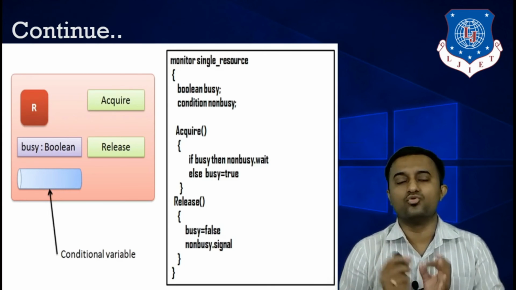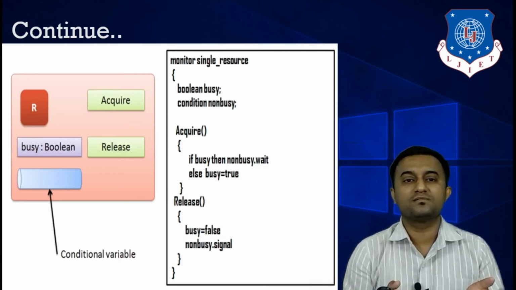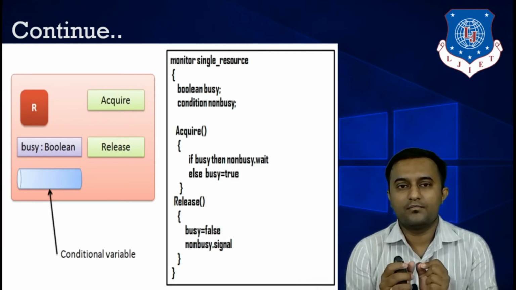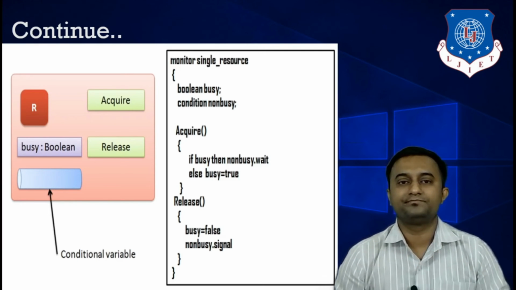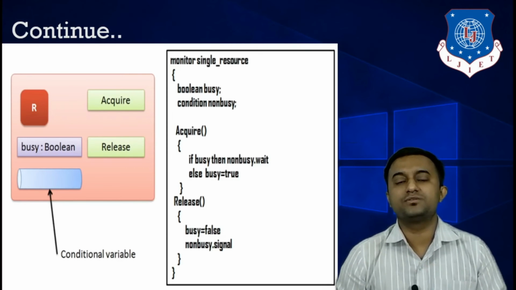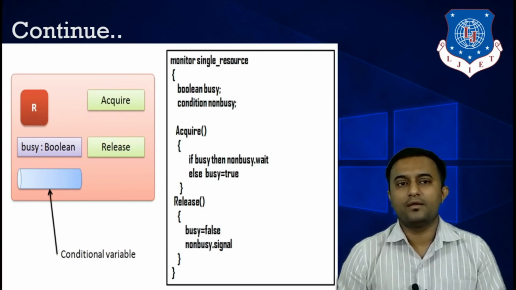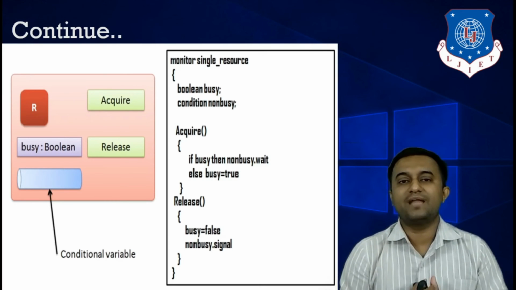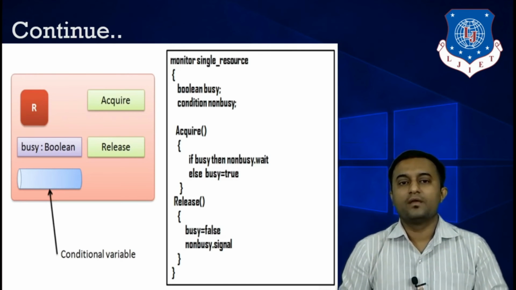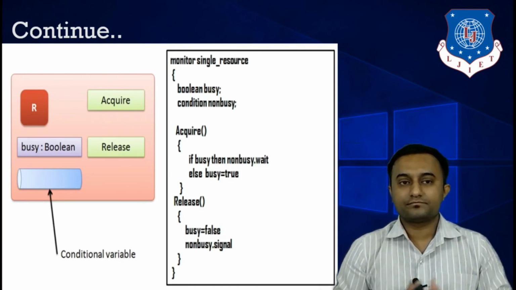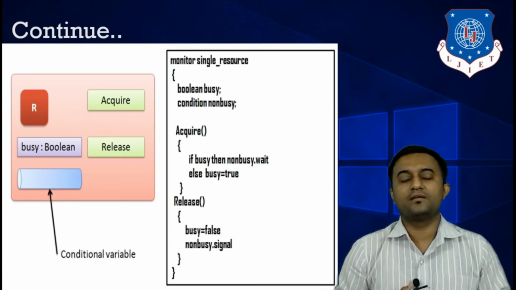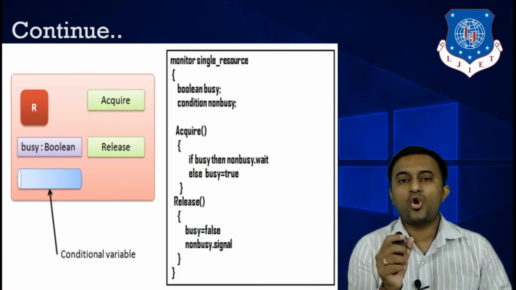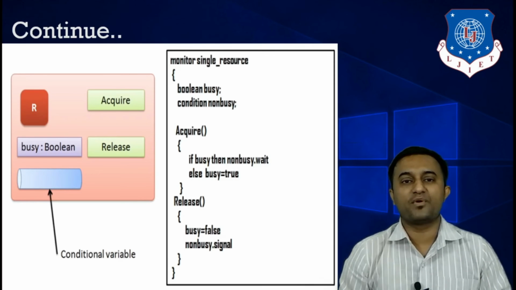If busy is equal to true. But the initial value of busy is false, yes, so it will go to the else part, and it will make busy true. But if the condition is true, it means what? If it is not busy, in that case what will happen? Yes, any process can access the shared resource. Fine. So if busy, then the non-busy dot wait operation needs to be performed.